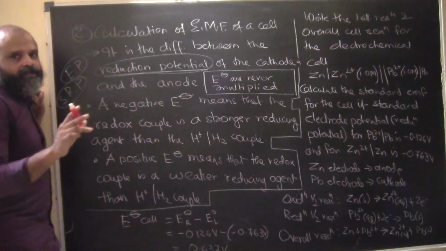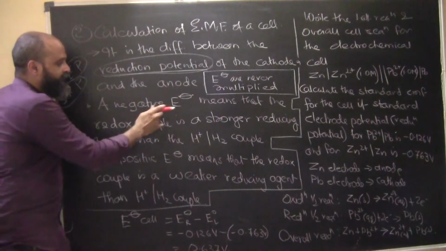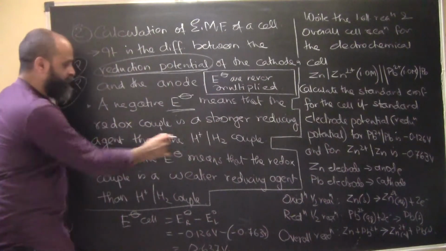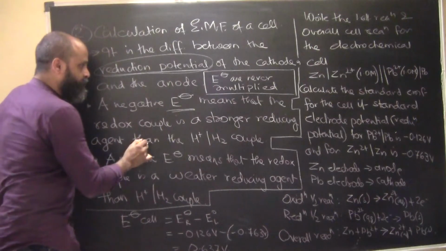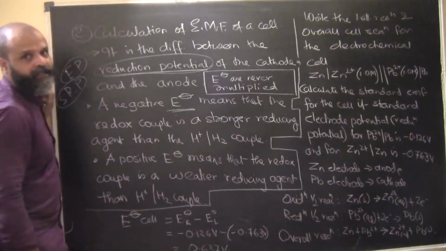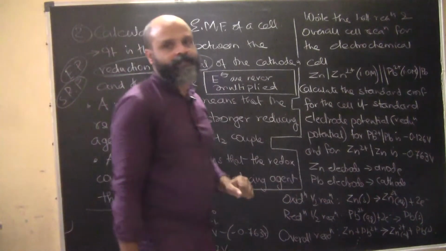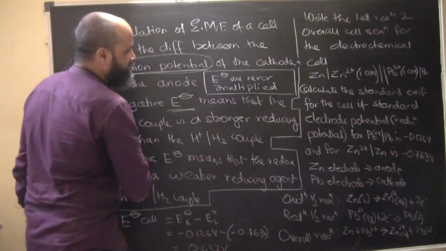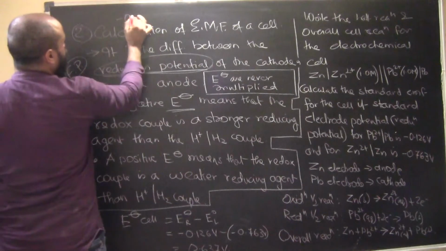There are certain concepts that you will have to understand. A negative electrode potential means that the redox couple is a stronger reducing agent than the H plus, H2 couple. Okay, understand this. For example, zinc. Zinc will have, let's say, a reduction potential of minus 0.126.